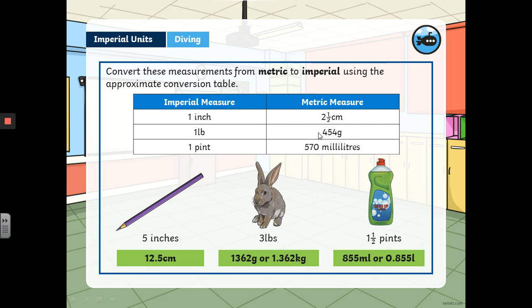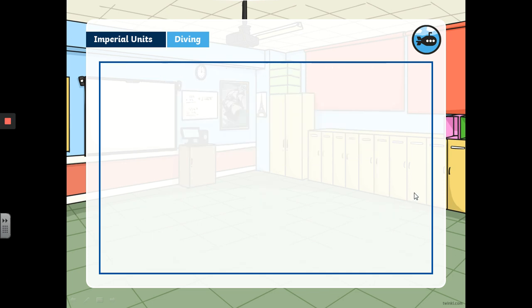so that you're absolutely sure. So 1 inch, this many centimeters. So 5 inches, 5 times this. 1 pound, this many grams. So 3 pounds, 3 times this. 1 pint, this many milliliters. So 1.5 pints, 1.5 times 570. That's how you will get these answers.